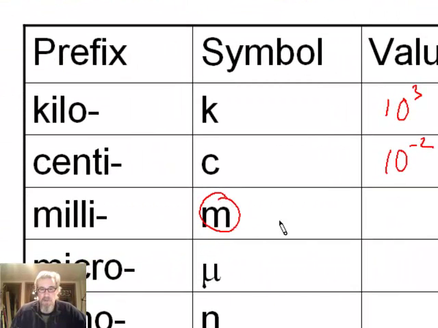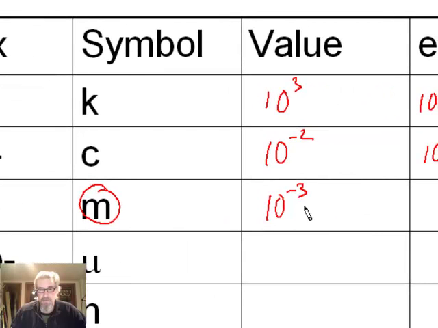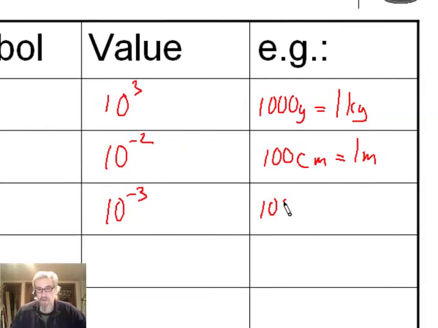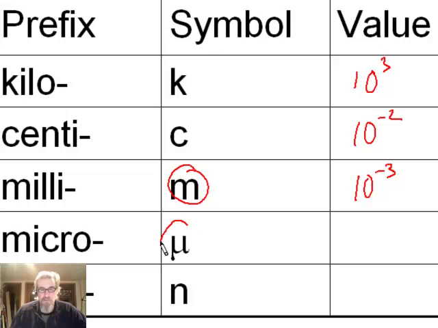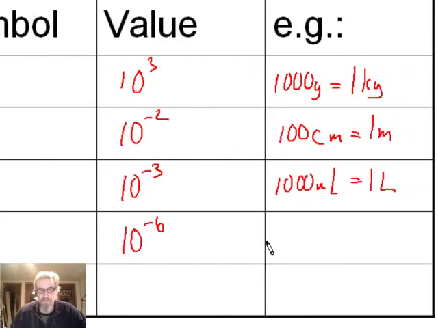Milli is abbreviated small m. That's 10 to the negative third, or 1/1000th of something. So there are 1,000 milliliters, for example, in 1 liter. Micro is abbreviated with the Greek letter mu, because m has already been taken, you can see. This is 1/1,000,000th, or 10 to the negative sixth of something. So that means there are 10 to the sixth, or 1,000,000 micrograms in 1 gram, for instance.